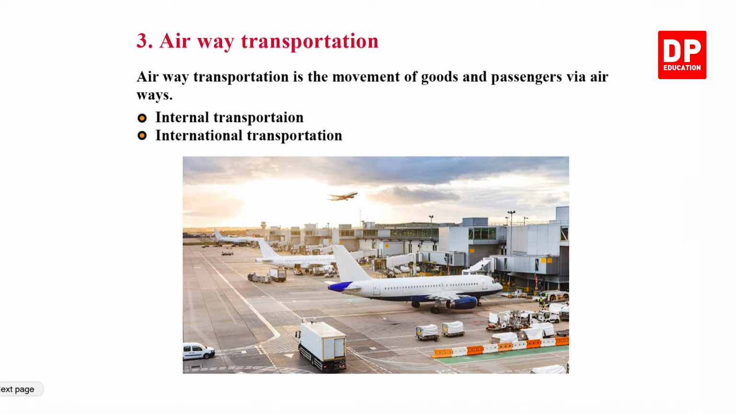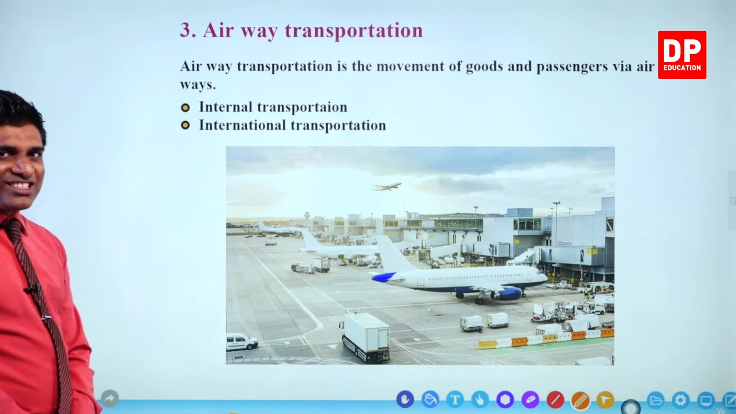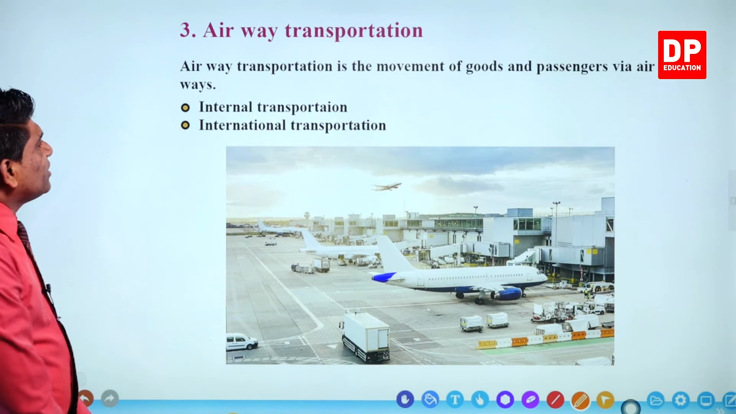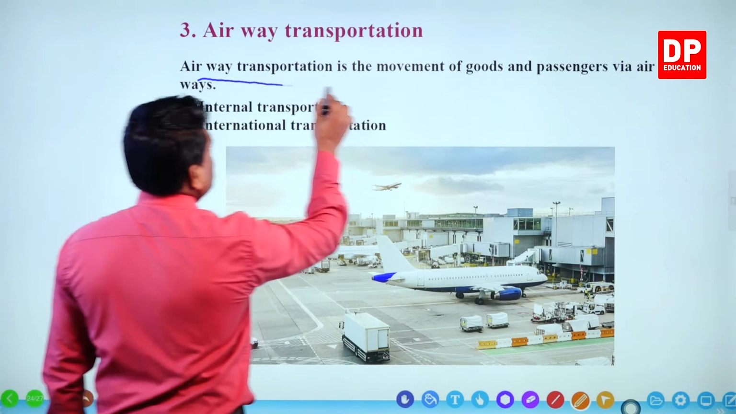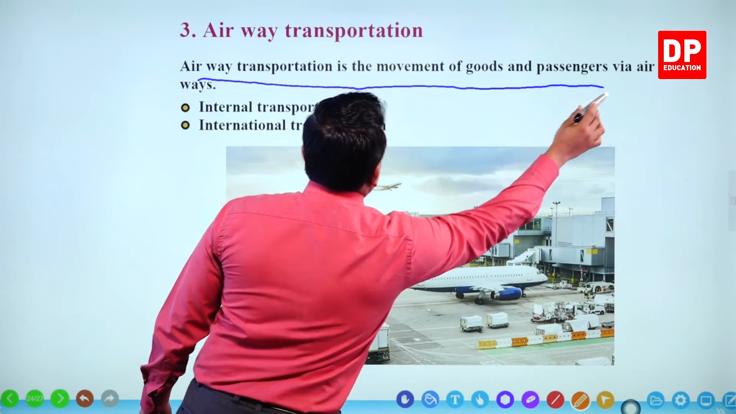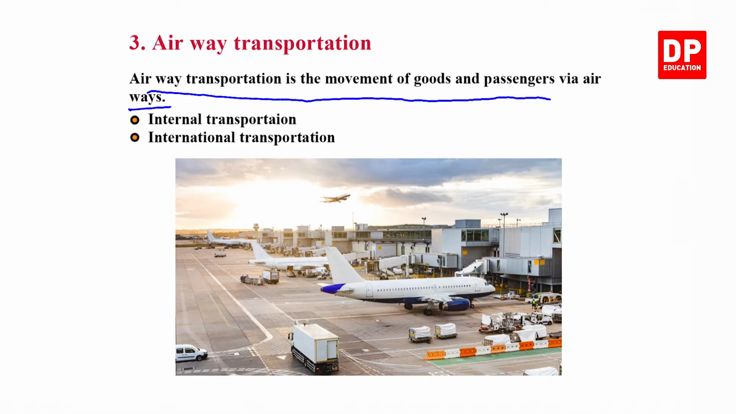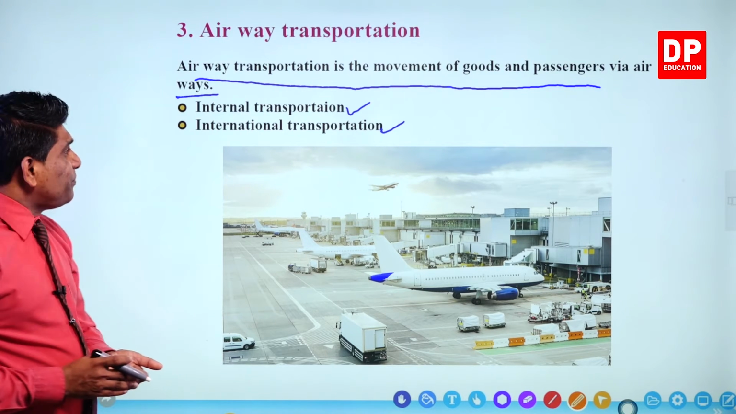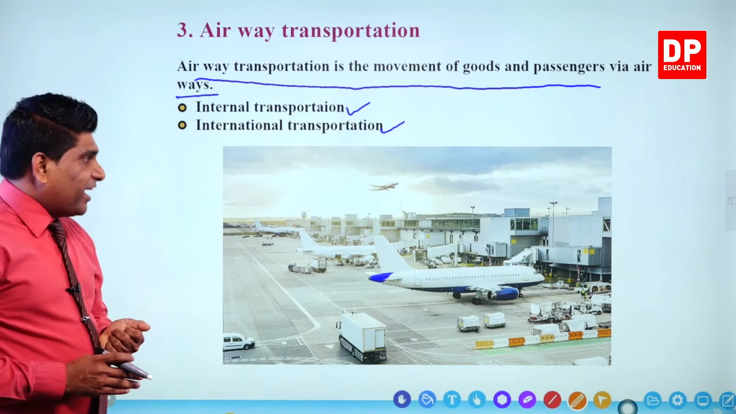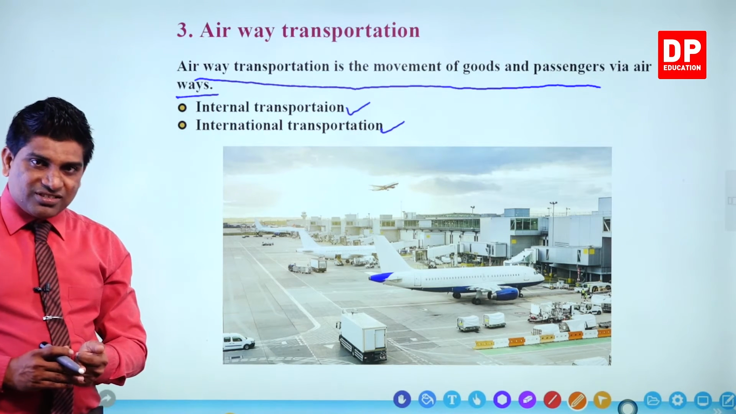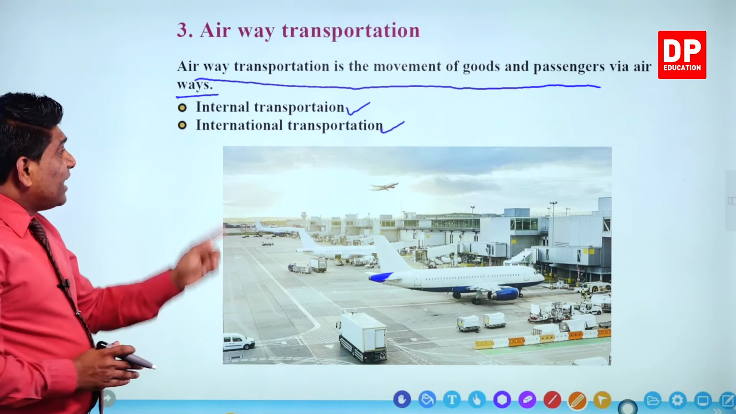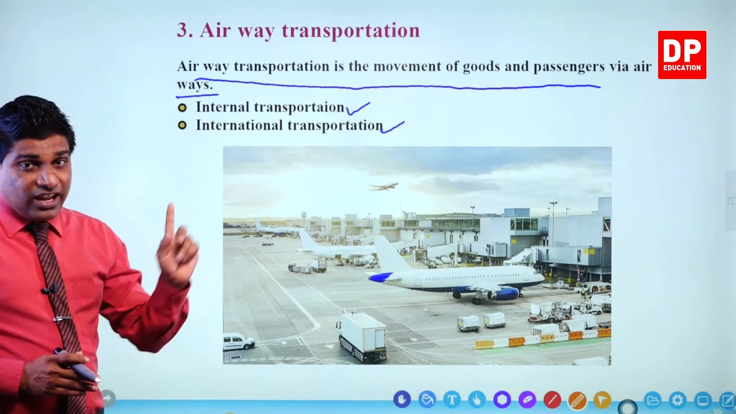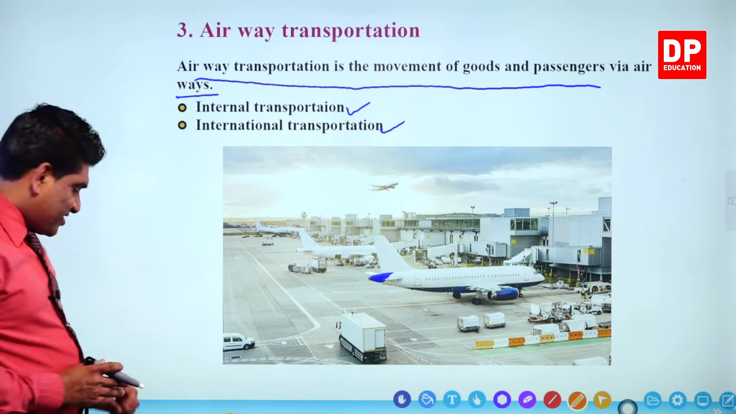Now airway transportation. What are the examples for airway transportation? Airway transportation is the movement of goods and passengers via airways, right? Internal transportation and international transportation. It goes under two categories. What are they? Internal transportation and international transportation. What are the main two examples? Internal transportation and international transportation, right?